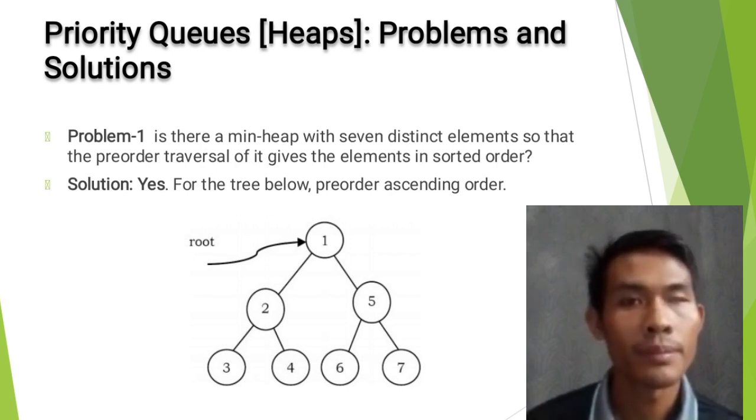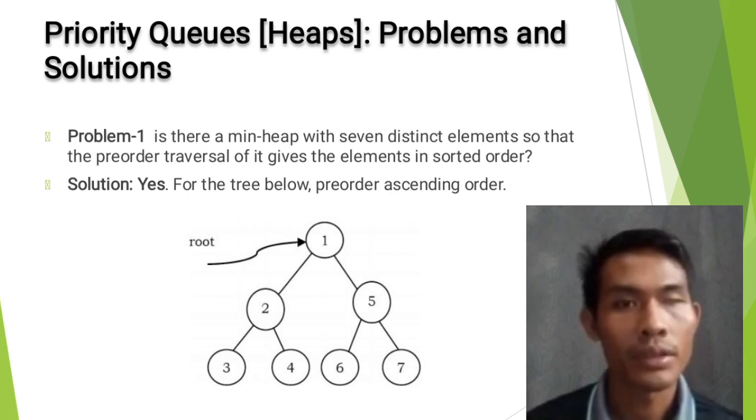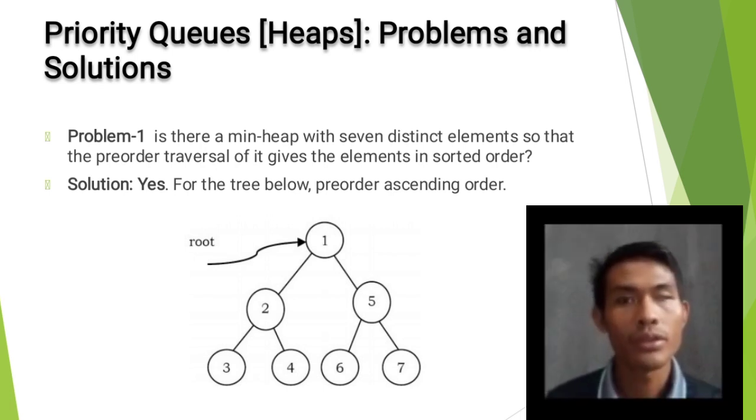Is there a min heap with 7 distinct elements so that the pre-order traversal of it gives the elements in sorted order? Solution: yes. For the tree below, pre-order gives ascending order. The root is 1, then follow the right side 2, 3 and 4, then the left side 5, 6 and 7.